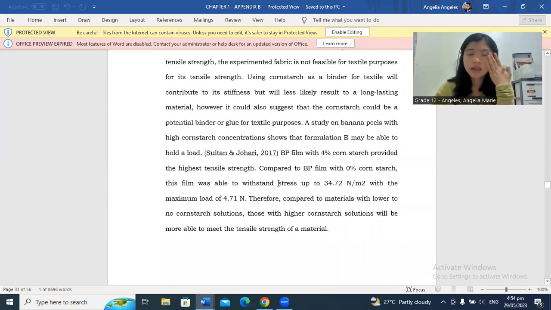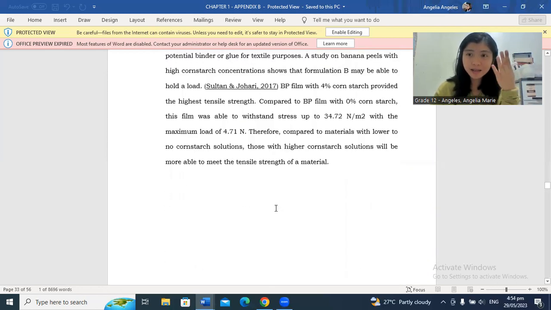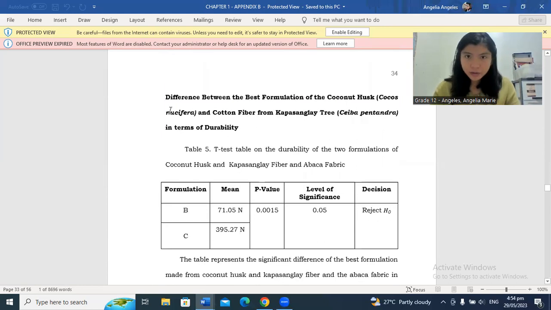So, at yun pa din, about cornstarch pa din. Okay, basahin niyo na lang yung mga yan. And then, we're going to move on to the significant difference in terms of durability.